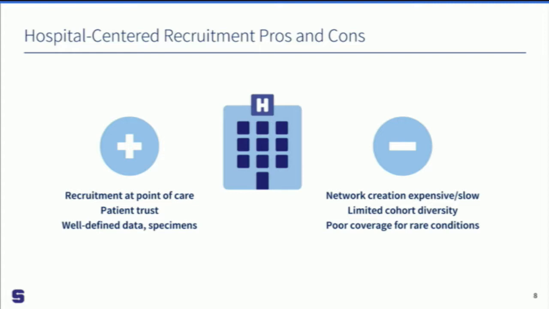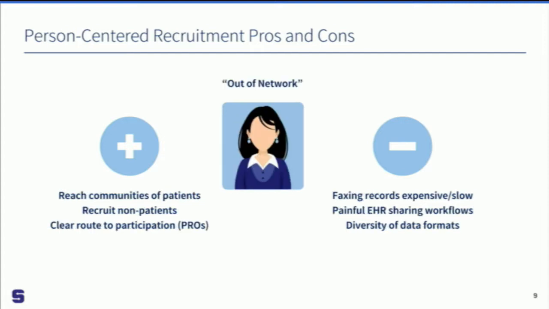If you think about a condition where there may be only dozens or hundreds of people around the whole country with this disease, your network might not have very good coverage for that population. So there's some real trade-offs to this kind of hospital-centered recruitment, but it's a very common approach. I want to contrast this a little bit with what I would call person-centered recruitment, which is to say you could reach out to individuals in the community where they live and work.